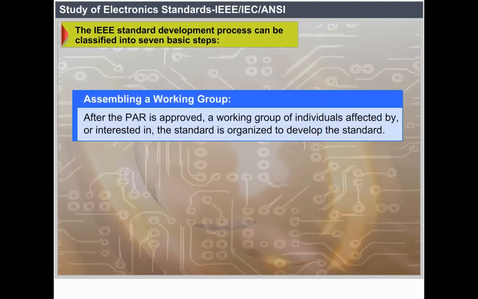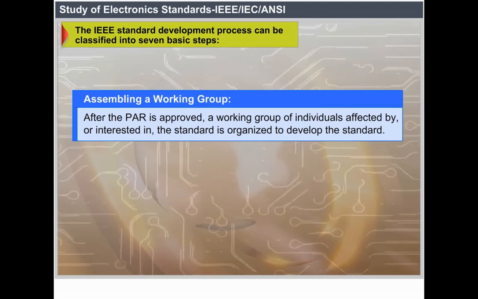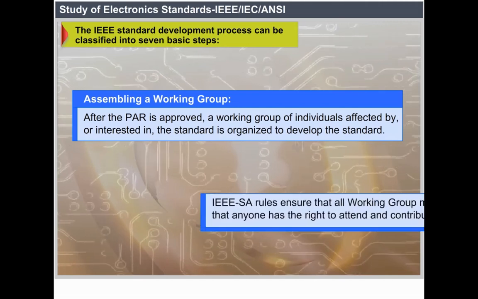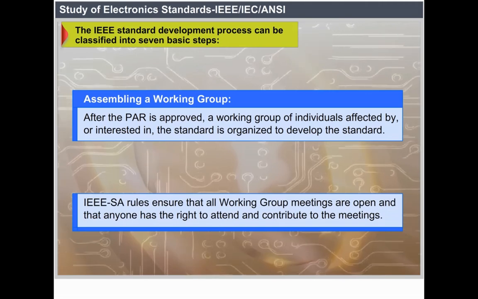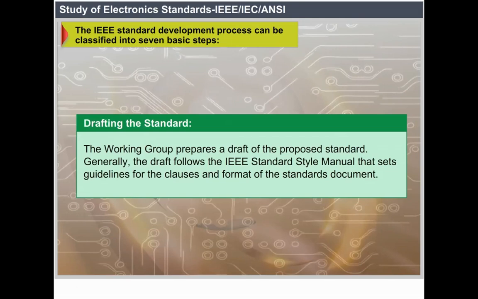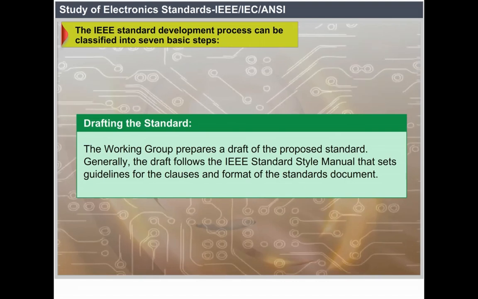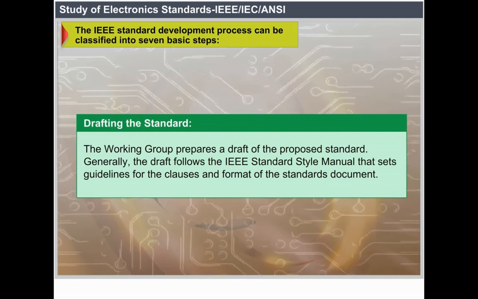Assembling a working group. After the PAR is approved, a working group of individuals affected by or interested in the standard is organized to develop the standard. IEEE SA rules ensure that all working group meetings are open and that anyone has the right to attend and contribute to the meetings. Drafting the standard. The working group prepares a draft of the proposed standard. Generally, the draft follows the IEEE Standards Style Manual that sets guidelines for the clauses and format of the standards document.